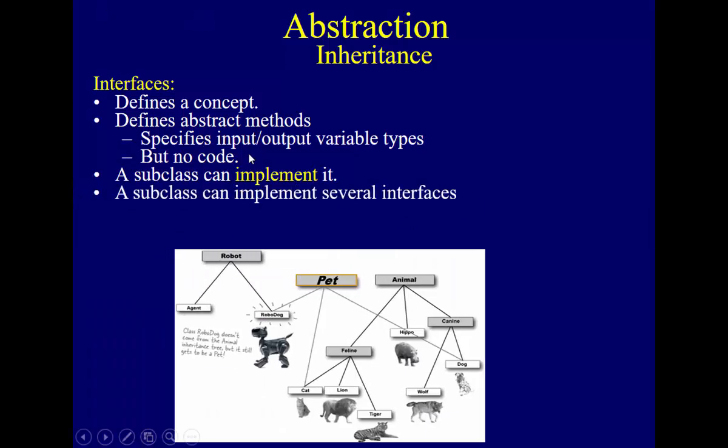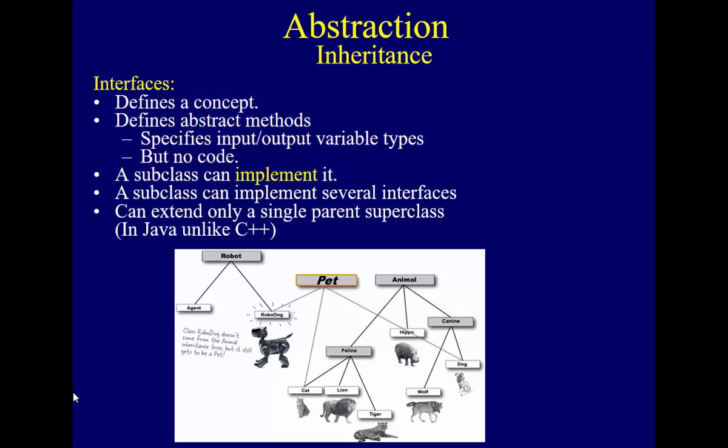Now, you could have somebody inheriting from more than one, like this guy here is both a pet and a robot. A cat is both a feline and a pet. But evidently in Java, you can inherit lots of interfaces, but only one class, only one code. I don't know why. Does anybody know why? But in C++, evidently you can inherit from lots.